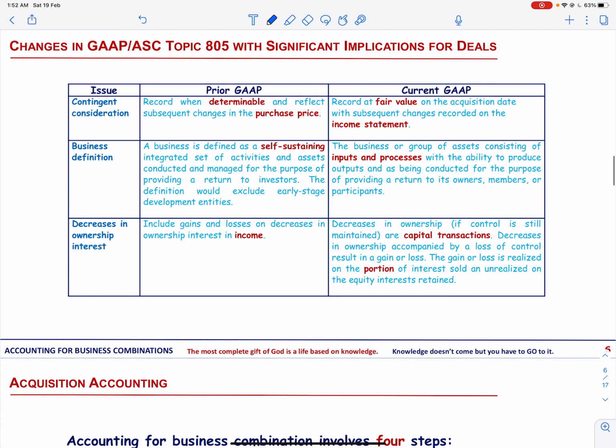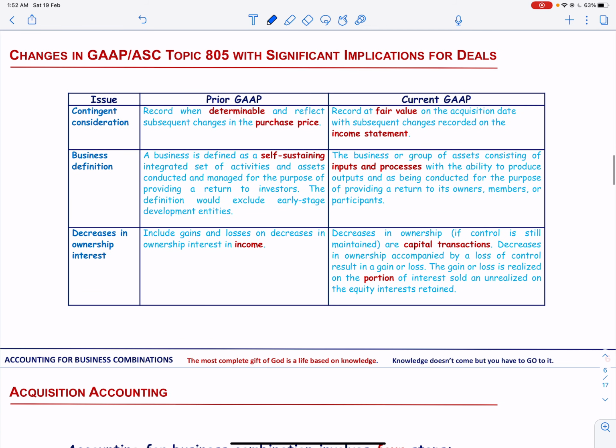In the past, contingent consideration was recorded when determinable and reflected subsequent changes in the purchase price. As per the current GAAP, contingent consideration is recorded at fair value on the acquisition date with subsequent changes recorded on the income statement.